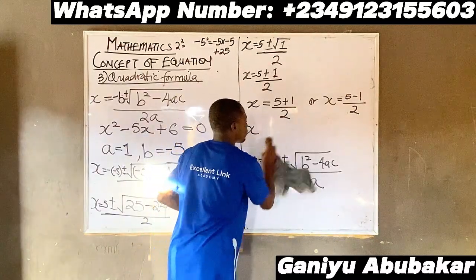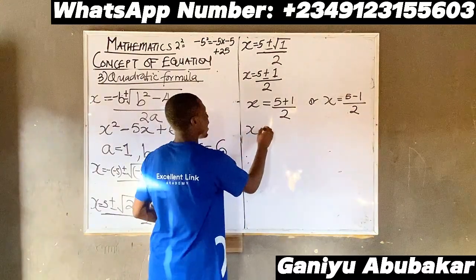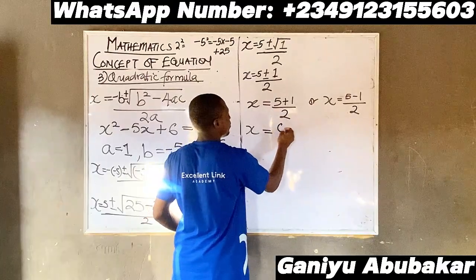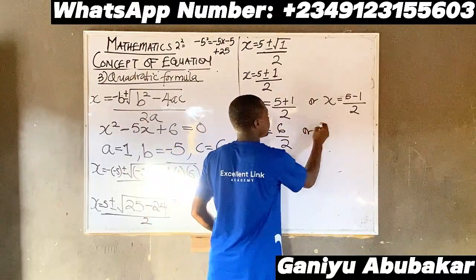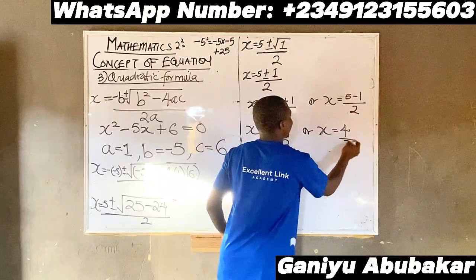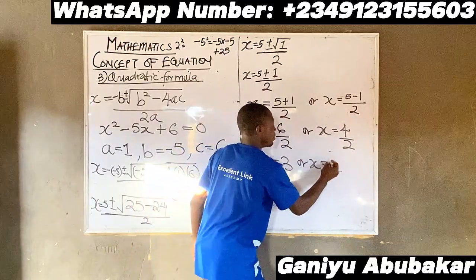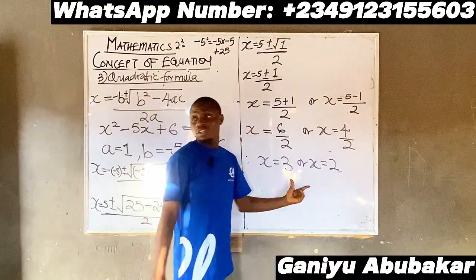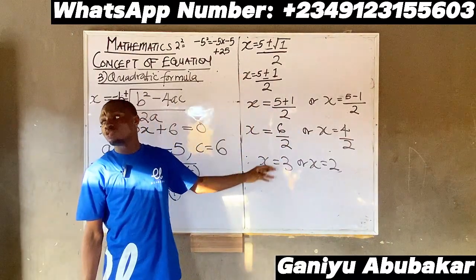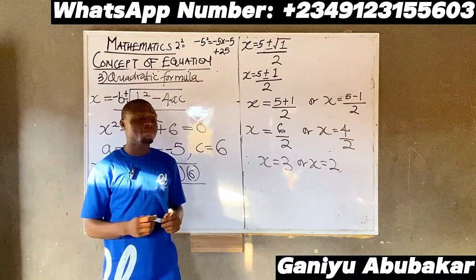So what's the answer here? X is 6 over 2, or x is 4 over 2. So what do I have here? X is 3, or x is 2. You can see that the answer is the same thing. So whichever method you use, you have the same answer.